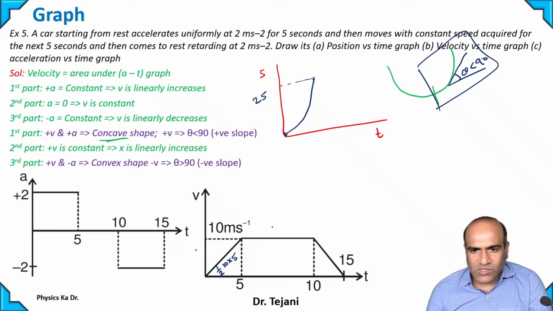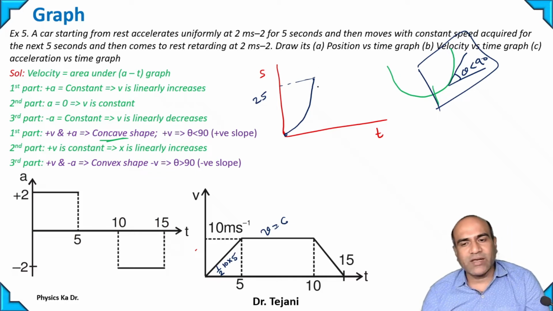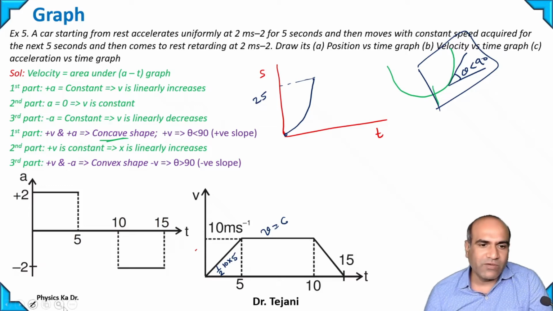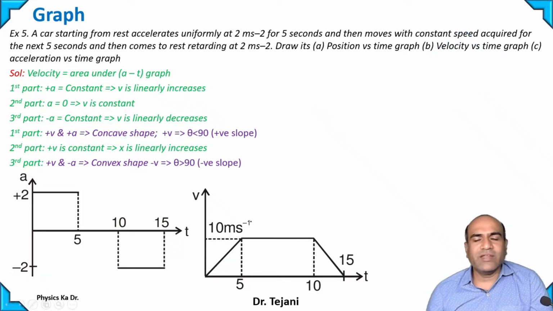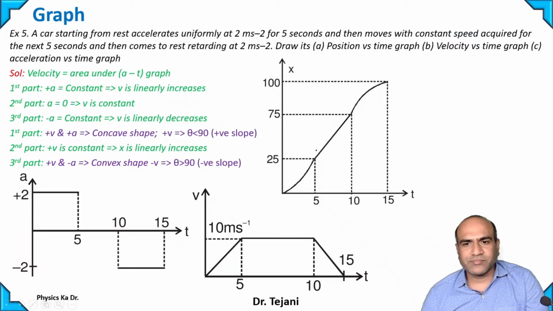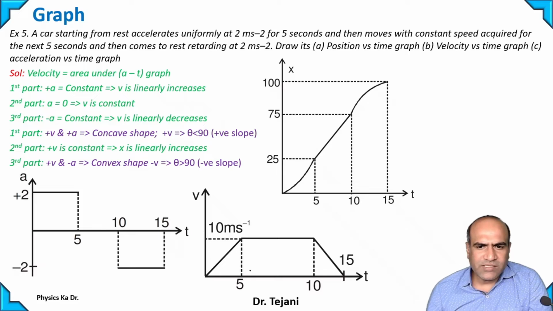Then what next? See, slope is constant, velocity is constant. So the st line should be a straight line. Again, you can find this area. How can you find the area? We can find the area by using this. This is 10 multiplied by 5, so 50.